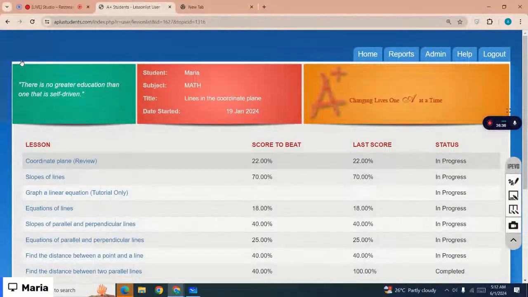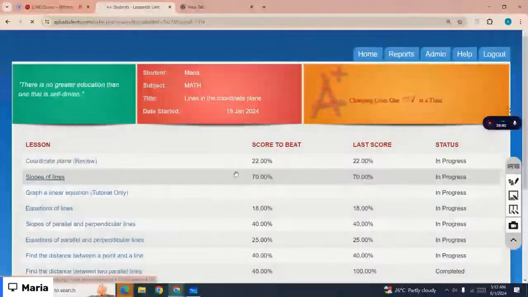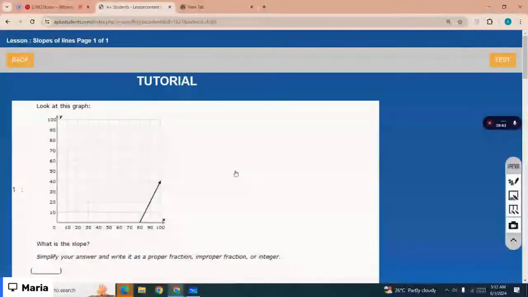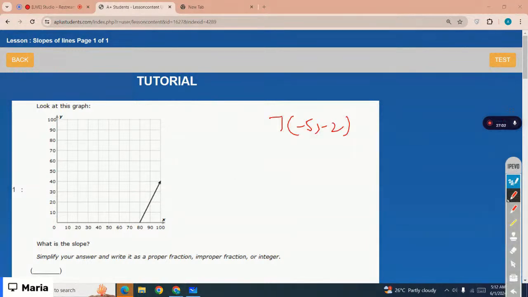Let's just move on to the next lesson, that is slopes of lines. We're going to learn how we find the slope of the line, right? When we have to calculate the slope of the line, we need 2 points on the graph. Here is the first one and here is the second one, right?